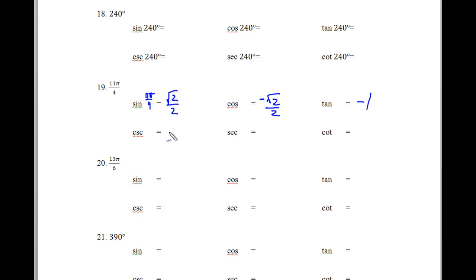The inverse of this is going to be square root of 2, because if you flip this on its head, it's 2 over square root of 2, multiply top and bottom by square root of 2. Then you get the 2's to simplify, and this is going to be negative square root of 2, which means our cotangent is going to be also negative 1.